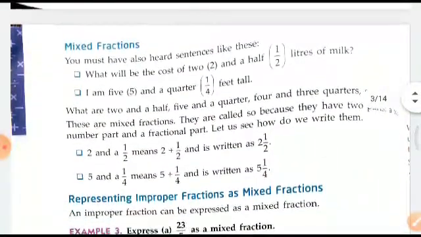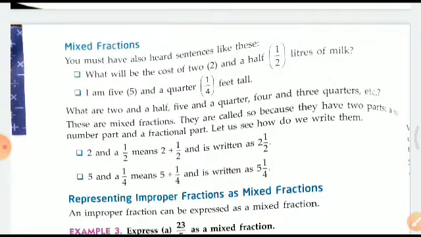Now we come to mixed fractions, right? Now you must have also heard sentences like these. What will be the cost of 2.5 liters of milk? I am 5.25 feet tall. What are 2.5, 5.25, 4 3/4, etc.? They are mixed fractions, right?